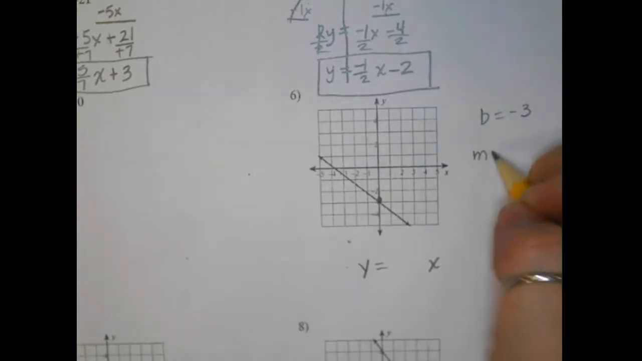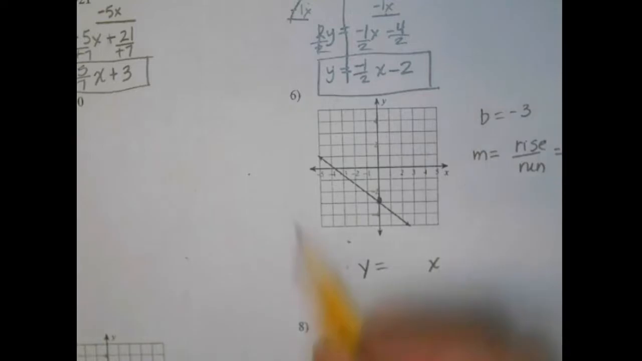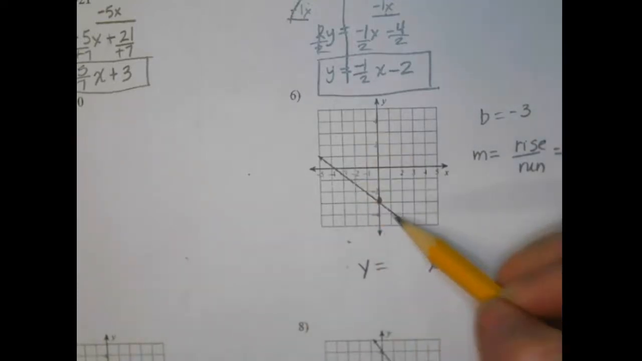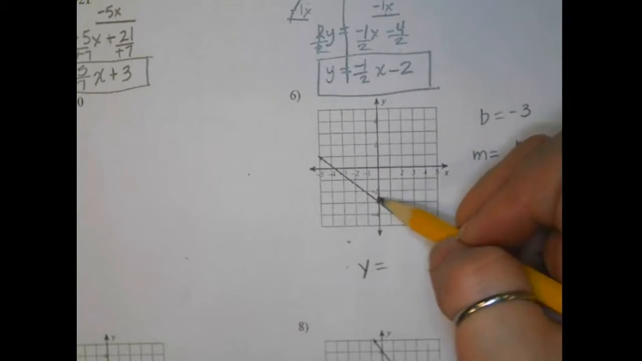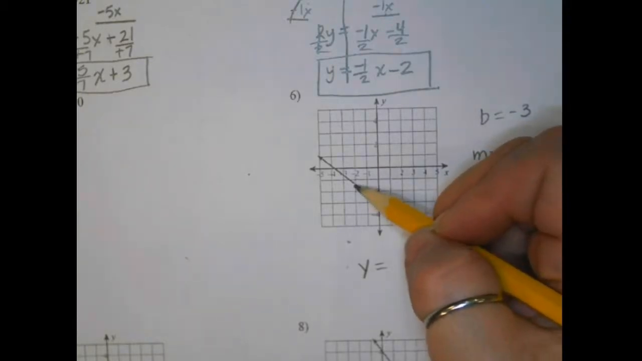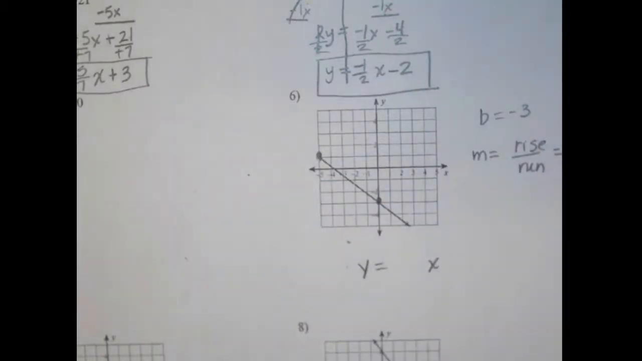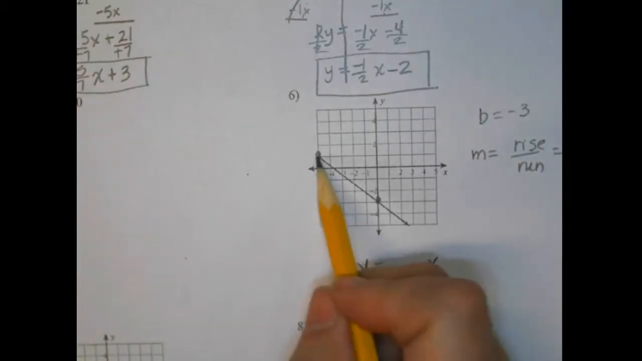I can also figure out my slope, right? My slope is my rise over my run, right? So I just need to figure out where is another point that it crosses. Does it cross here? Does it cross here? Does it cross here? Where does it cross? It crosses here. That gives me my best line there that I can see. I have bad eyes, so for me this was clear.